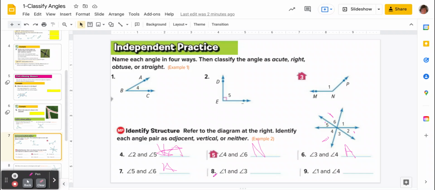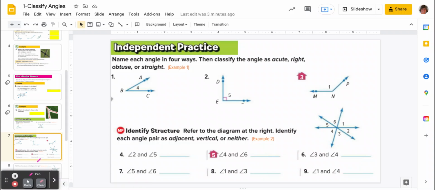Number 8, angle 1 with angle 3. So are they across from each other? No. Are they next to each other? No. And that makes them neither. Number 9, we have angle 1 with angle 4. Are they next to each other? No. Are they exactly across from each other? Yes. That makes them vertical. Once again, if they are vertical, that also means they have exactly the same measures.